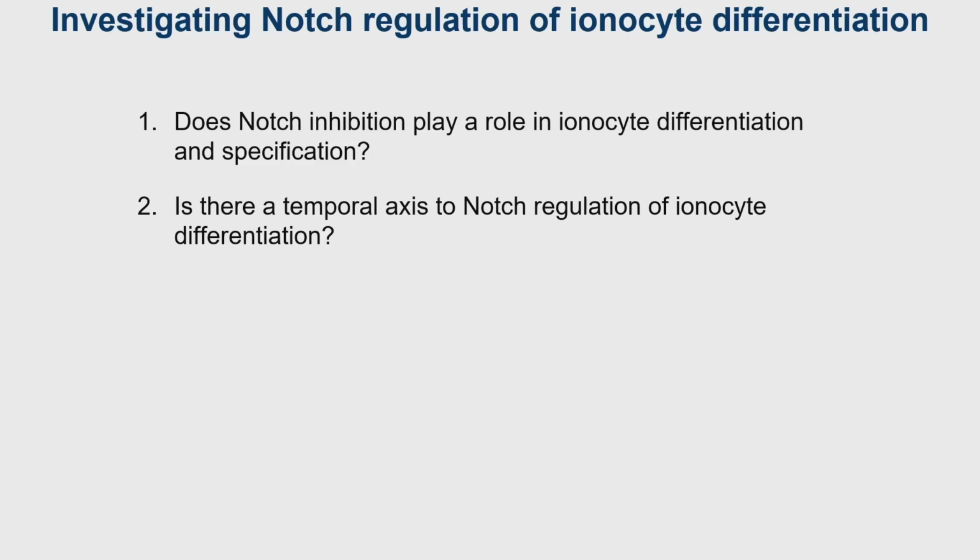One was, does Notch inhibition play a role in ionocyte differentiation from the epidermal ionocytes and also from the ASCL2 finding, and how Notch could both up and down regulate ASCL2? We're wondering, does inhibition play a role? And secondly, is there a temporal aspect to how Notch is regulating ionocyte differentiation? And that is from the earlier work that we did in our lab.